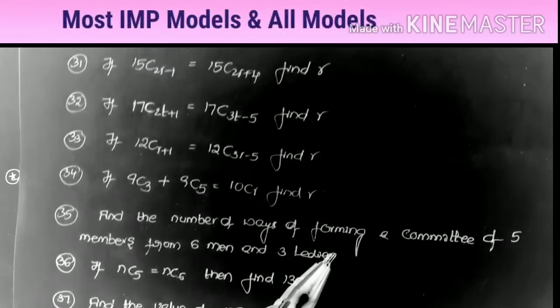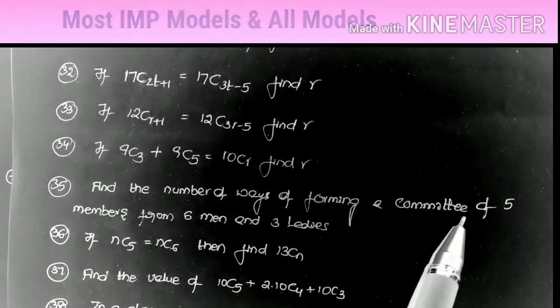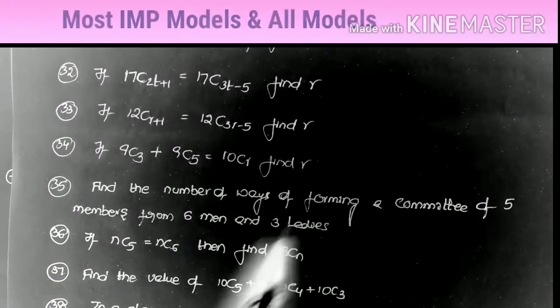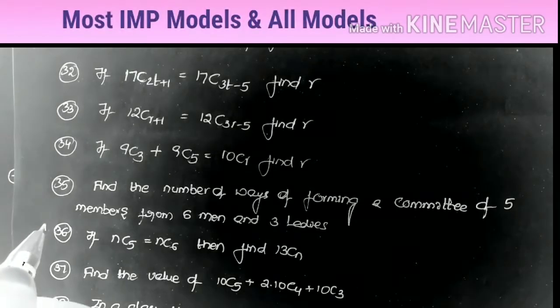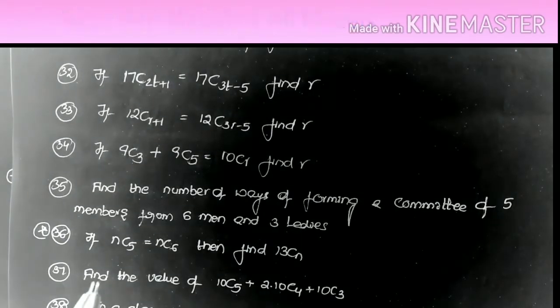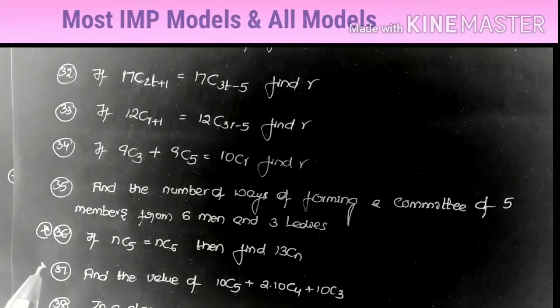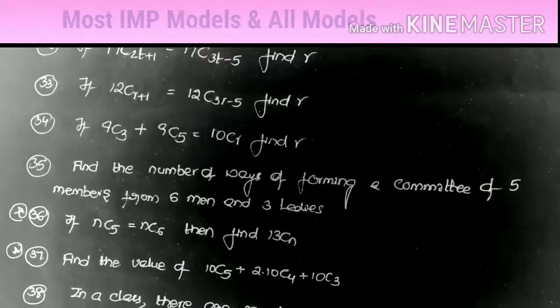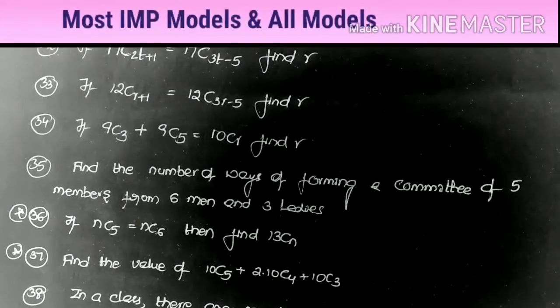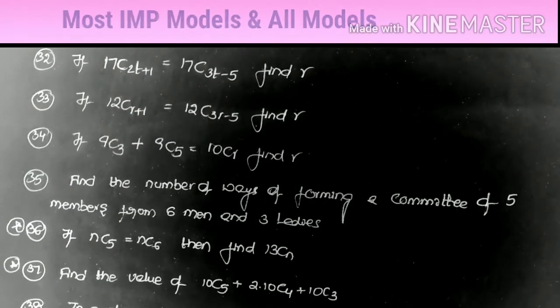And the next one, find the number of ways of forming a committee of 5 members from 6 men and 3 ladies. And the next one, the most important 2 marks. NC5 is equal to NC6, then what is 13Cl? Next one, find the value of 10C5 plus 2 into 10C4 plus 10C3. The most important 2 marks.